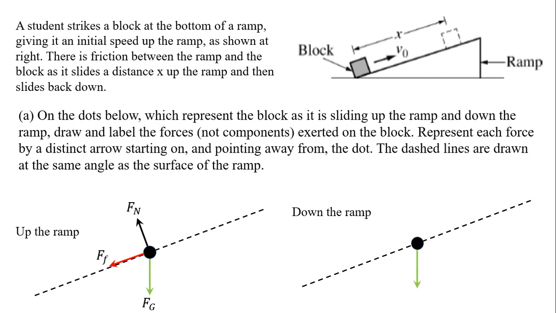For down the ramp, I have my force gravity going straight down again. I have my force normal going perpendicular. That's important to state. That's perpendicular to the surface of the ramp is my force normal. And then going up the ramp, parallel with it, is my force friction. So these are my two different free body diagrams.